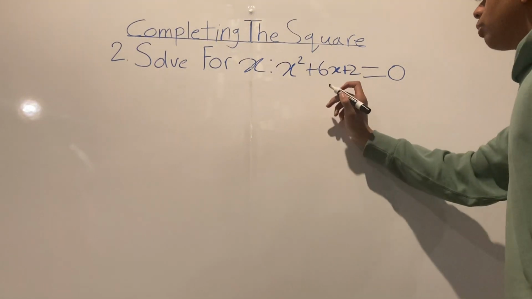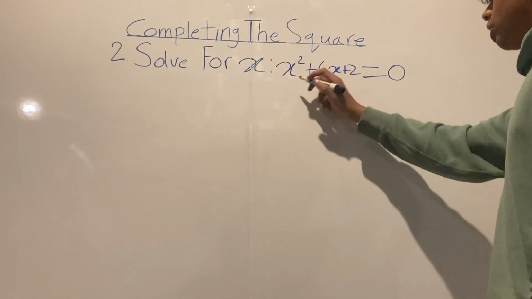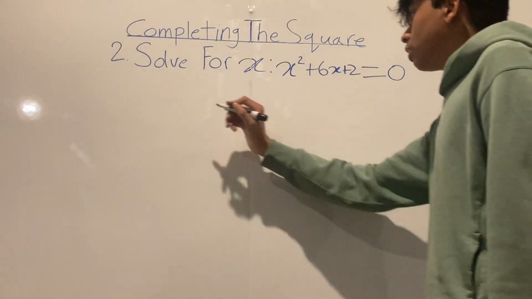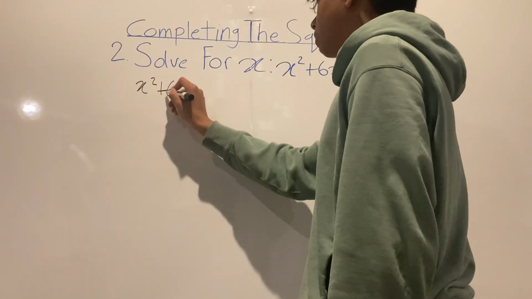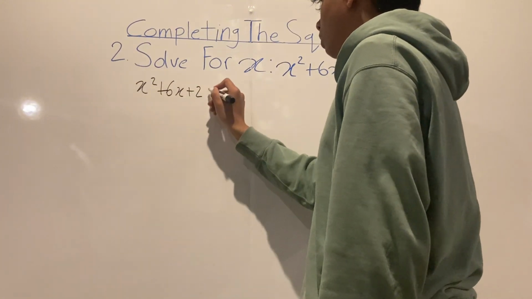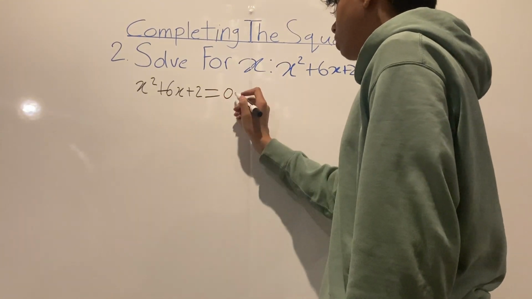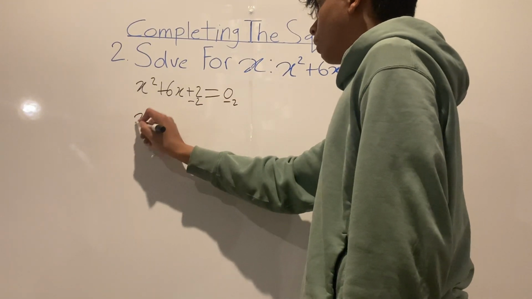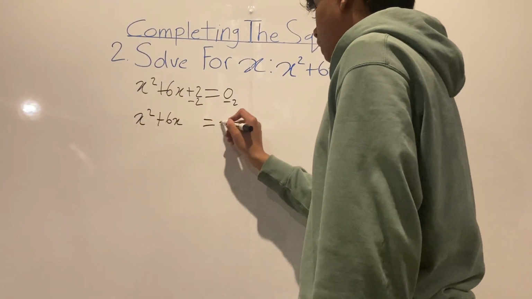Okay, question 2, we have x squared plus 6x plus 2 equals 0. So this one we're going to have to use completing the square as well, because we can't factor this just from this equation itself. So we're going to have to manipulate it again. Once again, we're going to move our c value to the other side, minus 2 on both sides. x squared plus 6x equals negative 2.